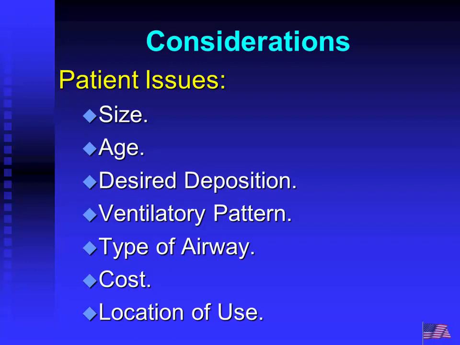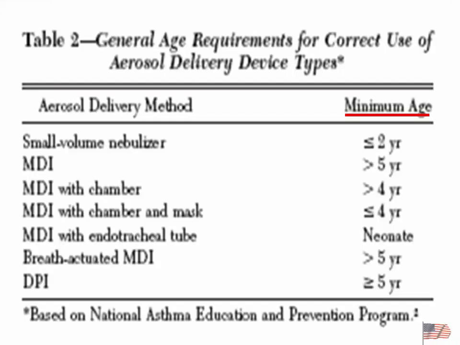Where do we want the deposition to be? Do we want it in the upper airway? Do I want it in the medium to small size airways? Do I want it in the lung parenchyma? Their ventilatory pattern will make a difference. If they have an artificial airway in place, that'll make a difference. Cost can play into it, especially when we're talking about home use. And then where are we doing this? Are we doing it in the hospital or in the home? This is just kind of a rough idea as far as what age range you can use various things with.